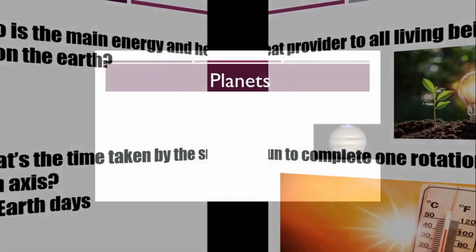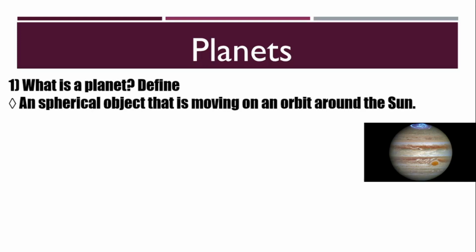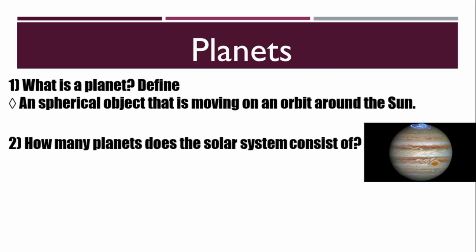What is the time taken by the sun to complete one rotation around its own axis? 25.4 Earth days. Let's talk about some important facts about planets in question forms. What is a planet? Define. Here is the answer. A spherical object that is moving on an orbit around the sun. How many planets does the solar system consist of? The solar system consists of 8 main planets.